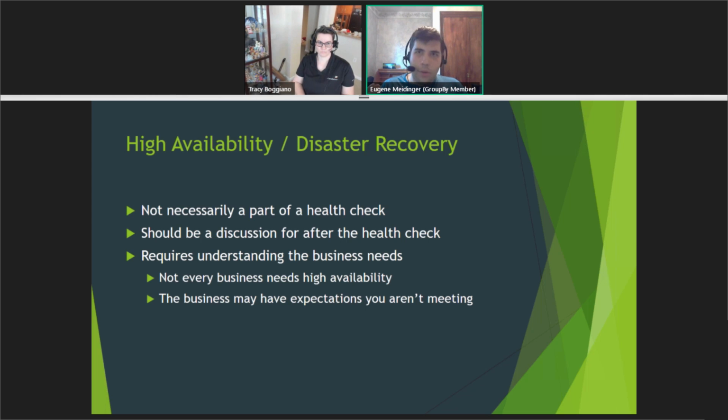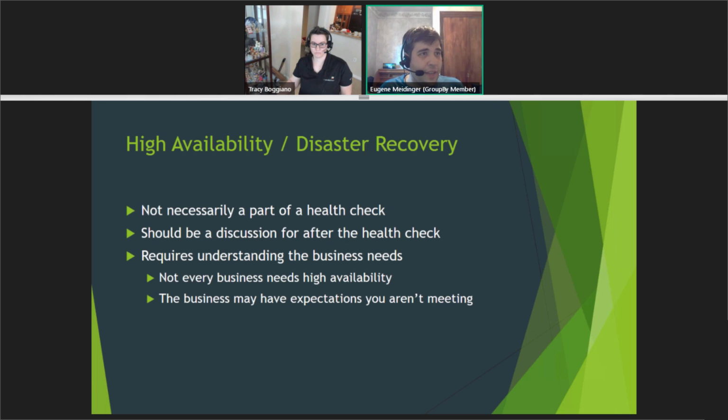Or if all their backups are on the same storage material as the rest of the server, then if the server goes down, they may not have access to the backups, and so they may not be able to restore it all, right? So that's more like the disaster recovery kind of piece.